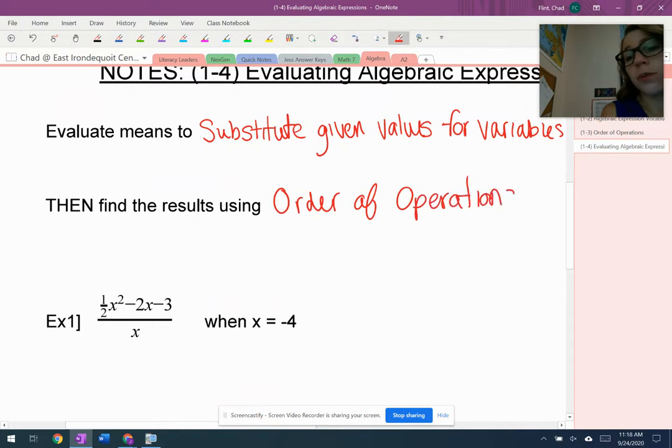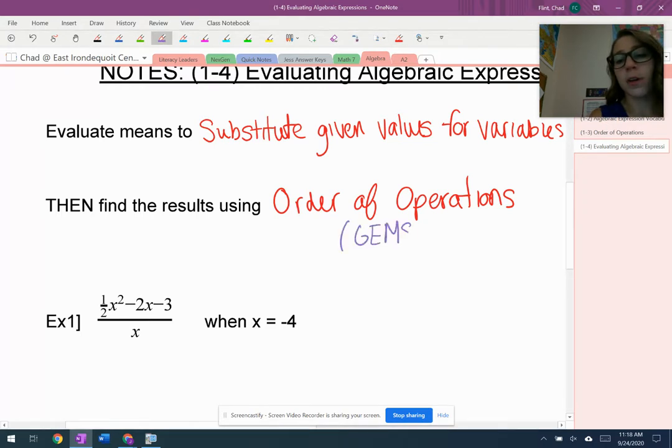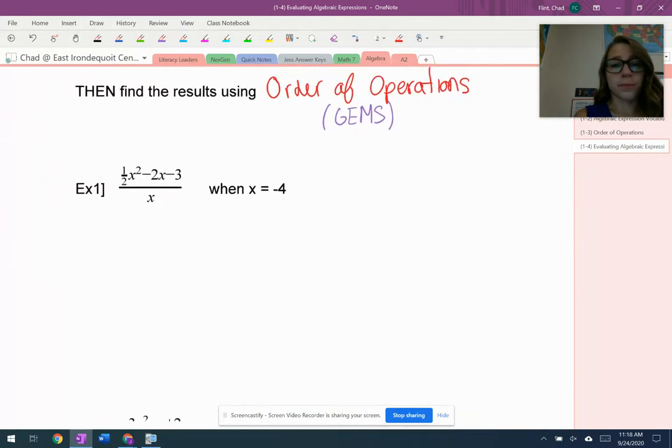So just like we were using in our last lesson, those order of operations, that GEMS acronym, now we're just adding another little piece to it, this evaluating piece, where you're going to substitute in the given value for the variable. So looking at our first example.